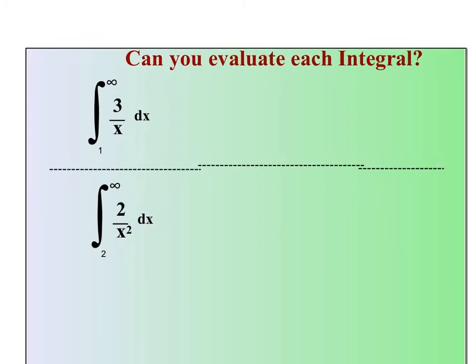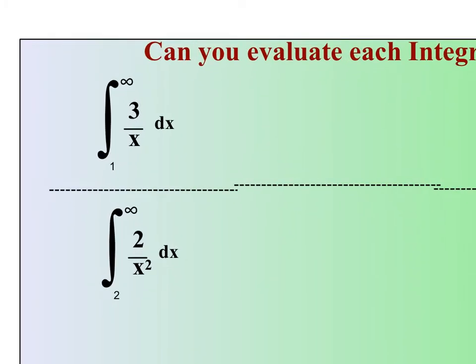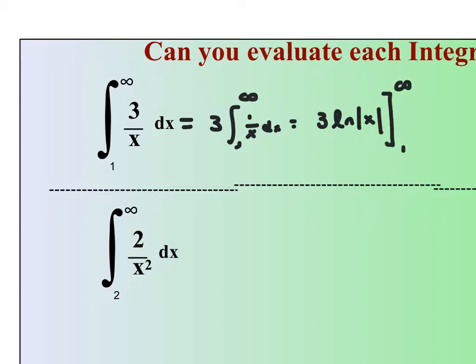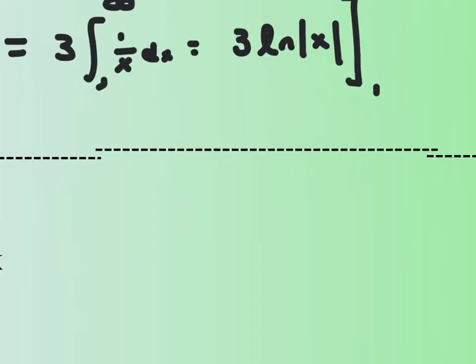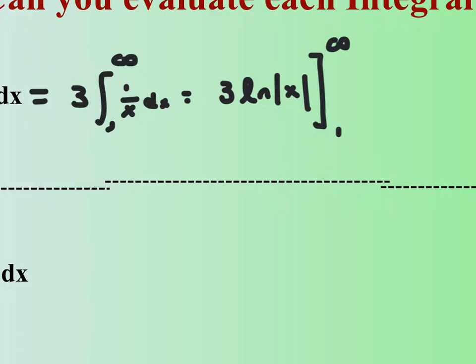Alright, so let's see if we can evaluate each of these integrals. So this integral right here would actually be 3 times the integral from 1 to infinity of 1 over x dx, which is familiar to us, which is 3 times the natural log of x evaluated from 1 to infinity. So how do we evaluate these when we have an infinity involved? Well, what we do is we assign a variable and then we take a limit.